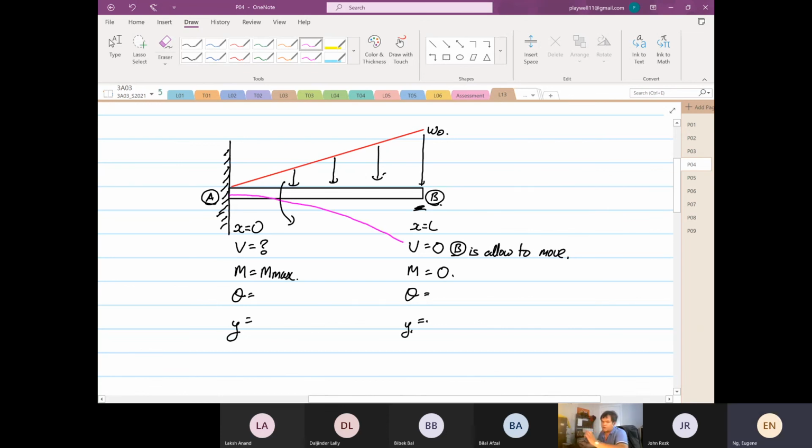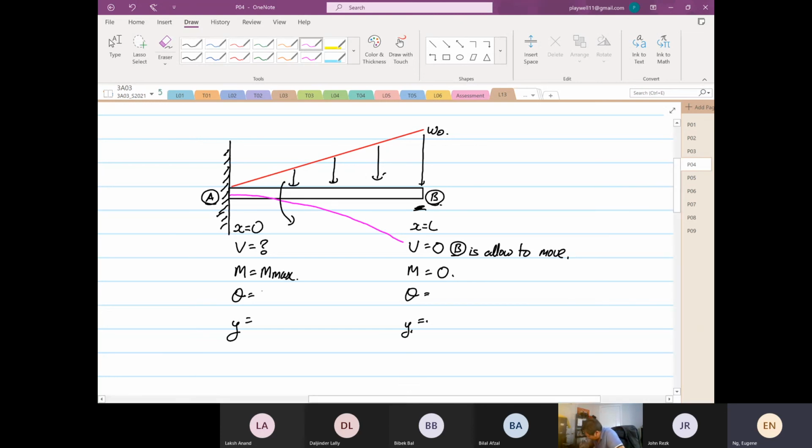If you want to convince yourself why it is going to deform this way, take a ruler. At point A, you hold your finger. At point B, you push a load down. You use the other hand to push a load down. You can see at point A, you have no slope at all.